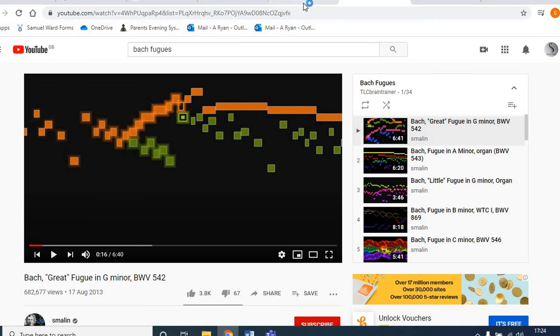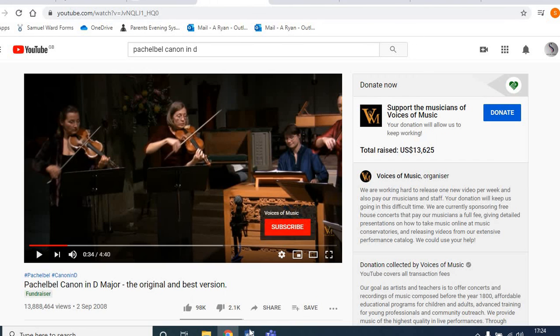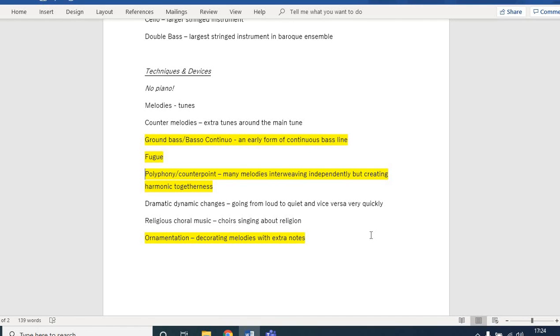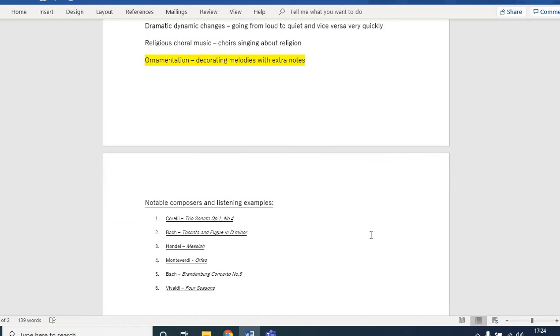And the rest, I want you to take your time, invest some time and really get to grips with these terms. It's just those ones in yellow really, but also have some time to listen to these composers and these pieces. You'll recognise some of them, I think.